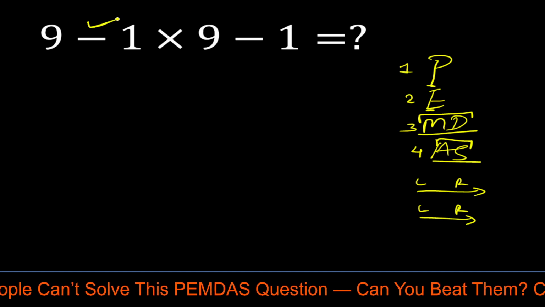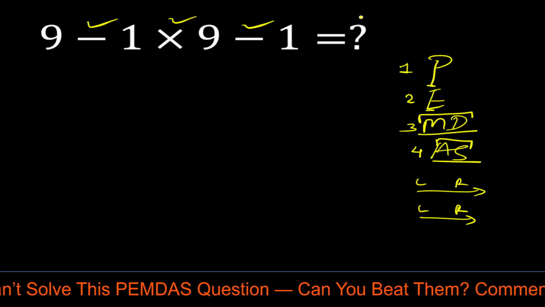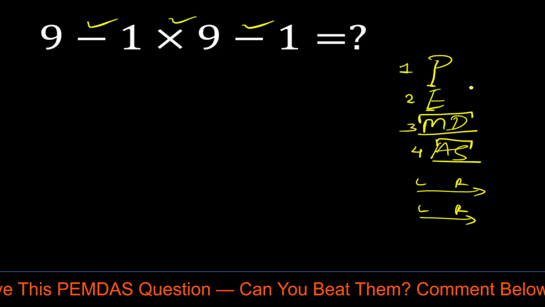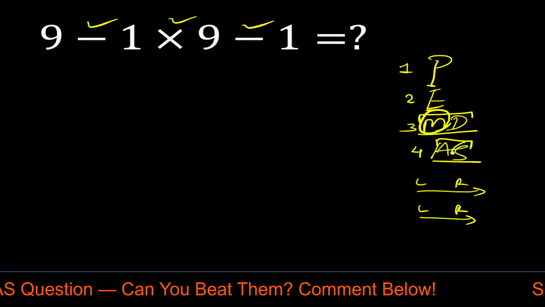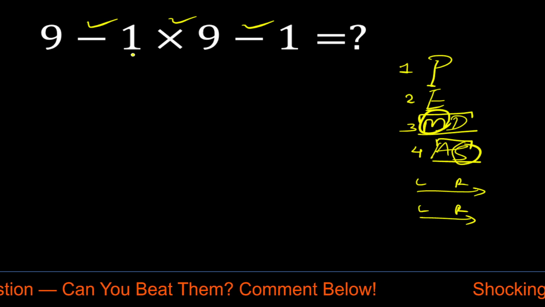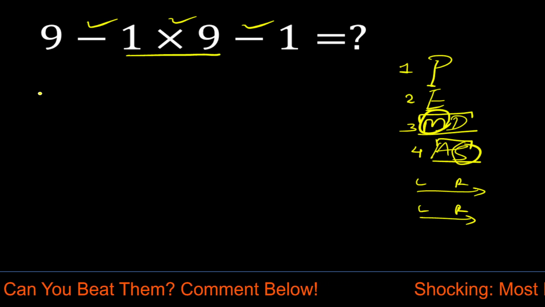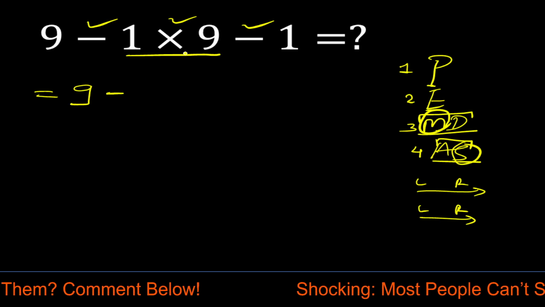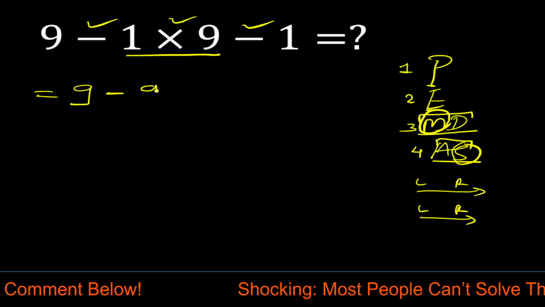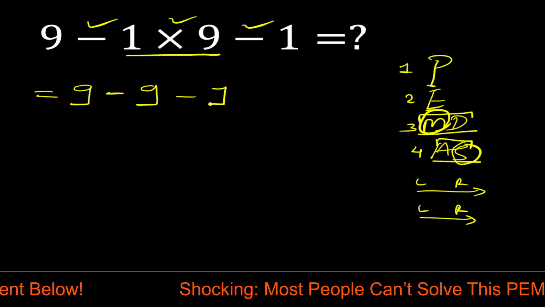So in this question, here we have subtraction, here multiplication, and here subtraction. So according to PEMDAS rule, first we have to solve multiplication, then we have to solve subtraction. So first we have to solve this multiplication, right? So 9 minus, now solve this multiplication, 1 times 9 is equal to 9 minus 1.